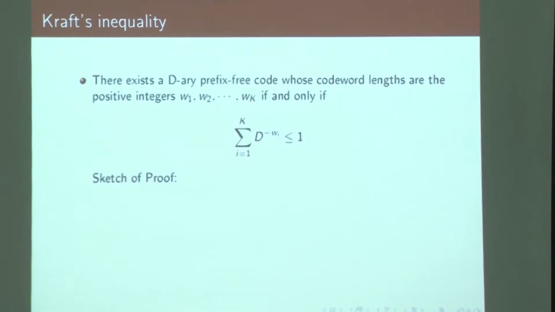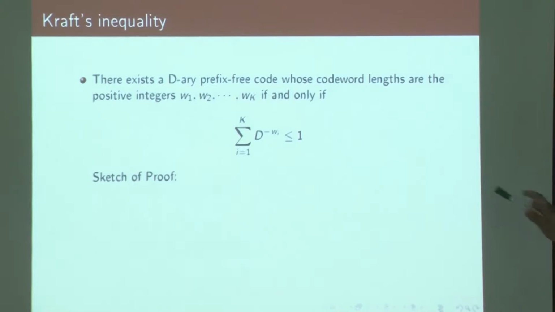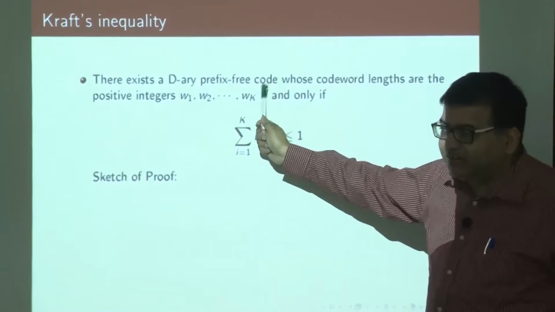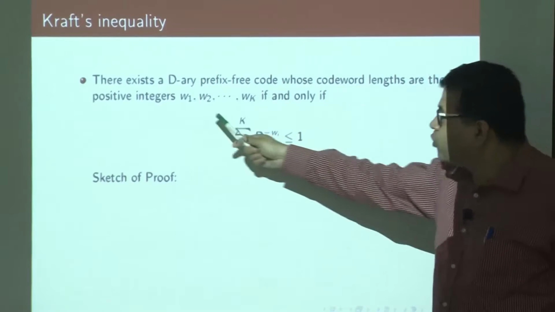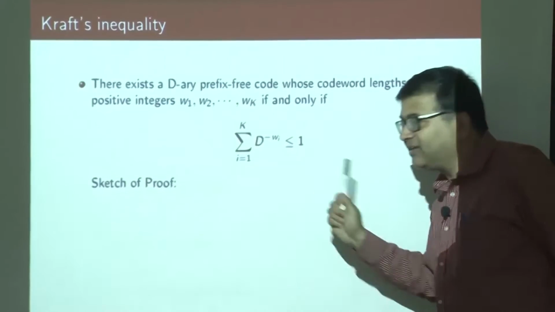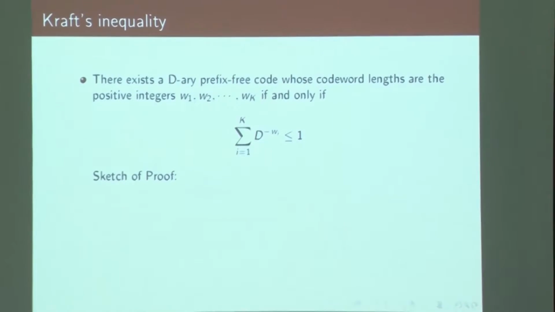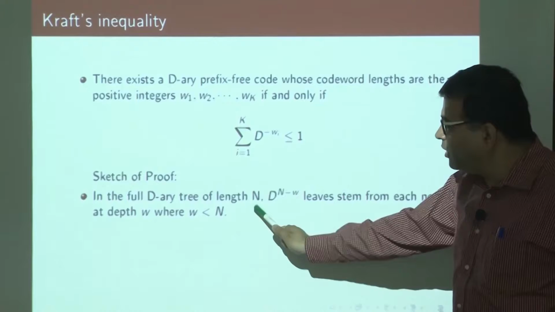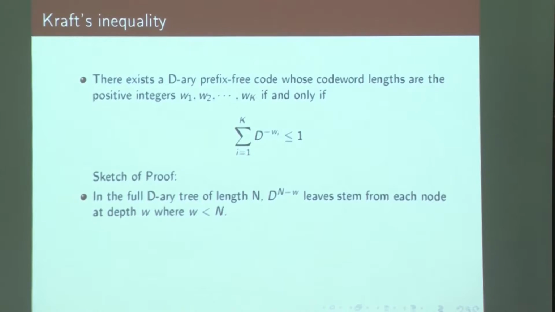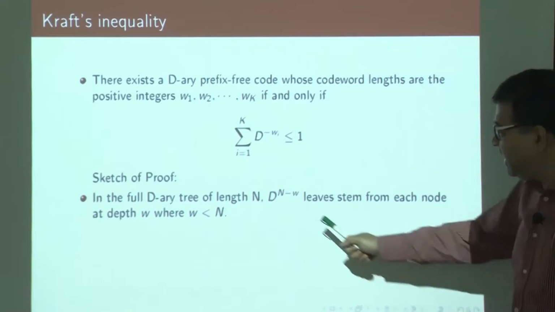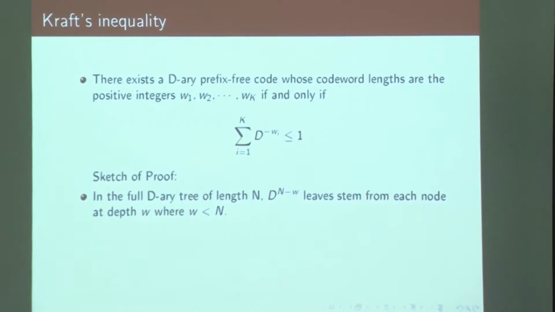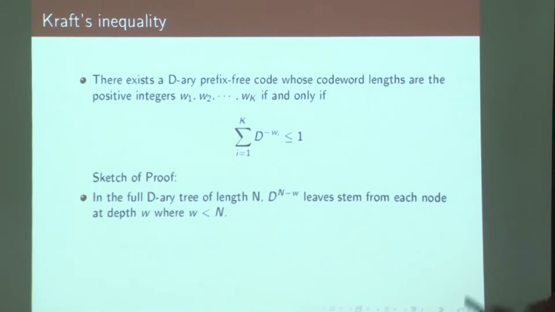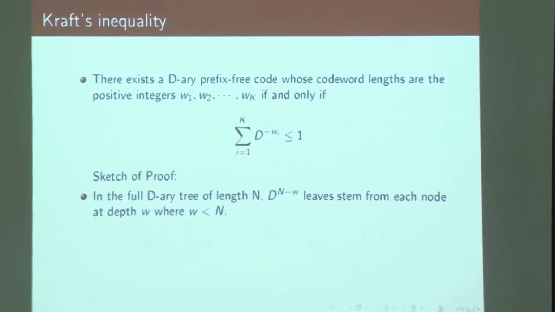Okay. So let us first show that if there exists a D-ary prefix-free code whose code word lengths are given by this, then this condition should be satisfied. So let us prove this. In a full D-ary tree of length n, D raised to n minus w leaves stem from each node at depth w, where w is less than n.